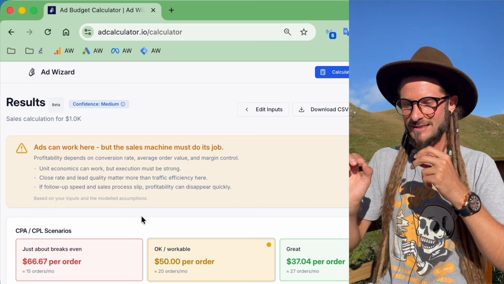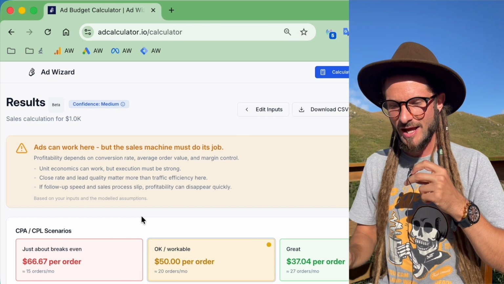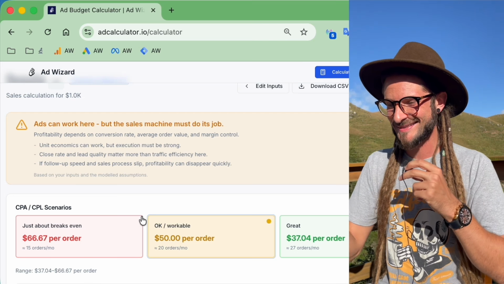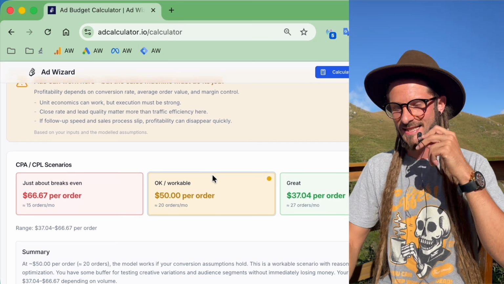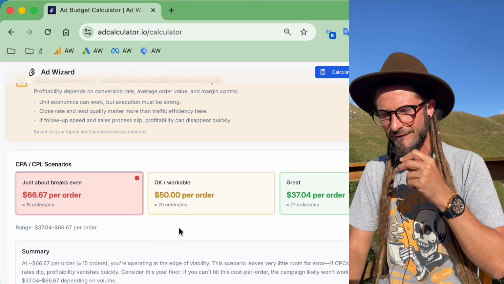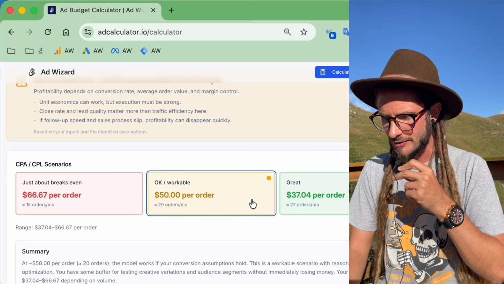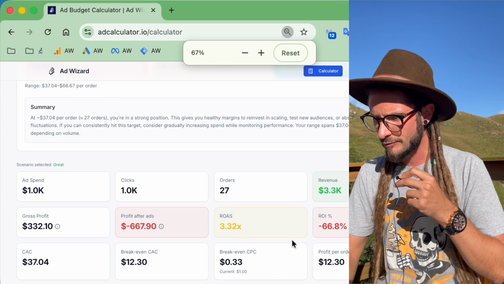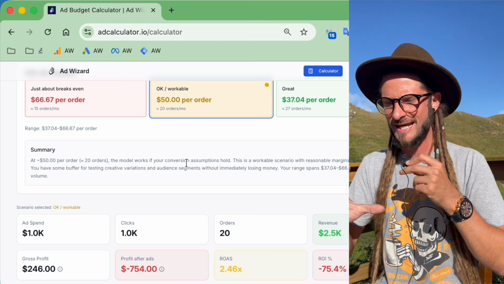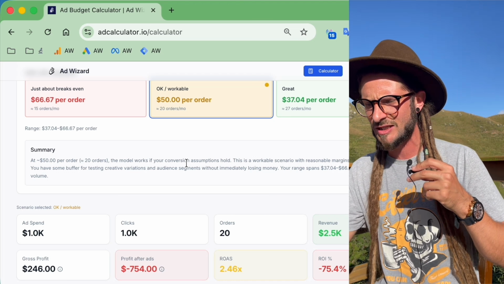So the ad calculator is immediately telling us whether or not the ads are viable. It's looking at the math and saying, are these ads feasible? Then as you scroll down, it has a number of different CPA scenarios. Guys, you can click any one of these, and as you do, the math below will change. So you can see how the data is changing depending on the CPAs that you're looking to get.